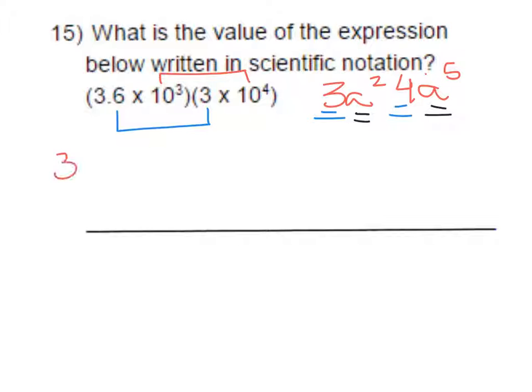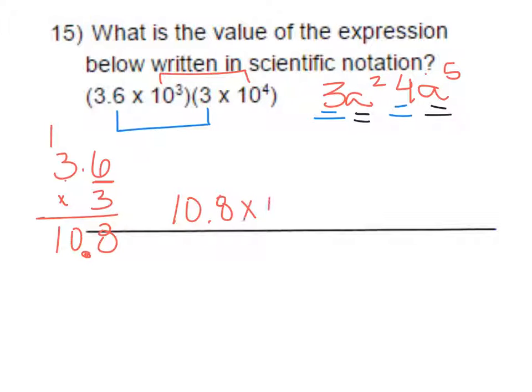So 3.6 times 3, 18, carry the 1, 3 times 3 is 9, plus 1 is 10. I have one digit after my decimal point in my problem. I'm going to have one digit after my decimal point in my answer. So the number part of this is going to be 10.8 times 10 to the, keep the base, add these exponents. So it's going to be 3 plus 4 is 7.